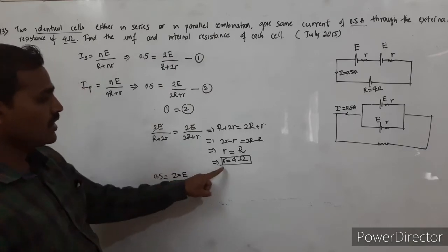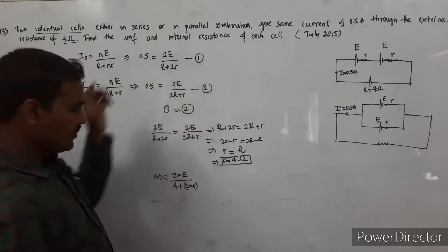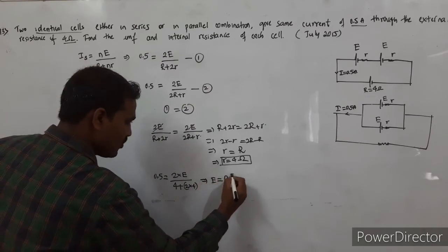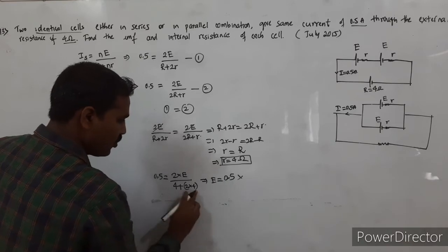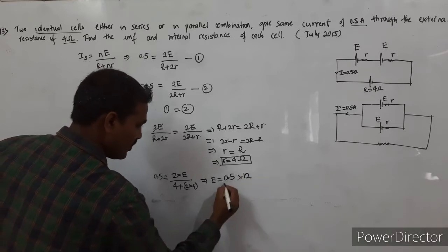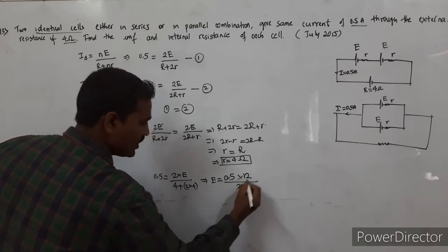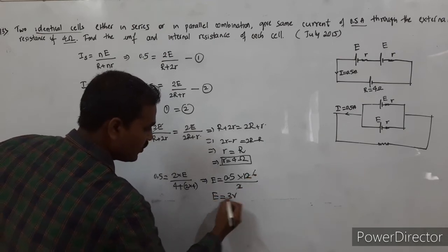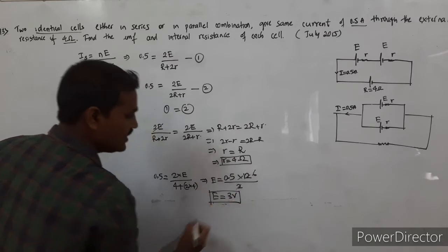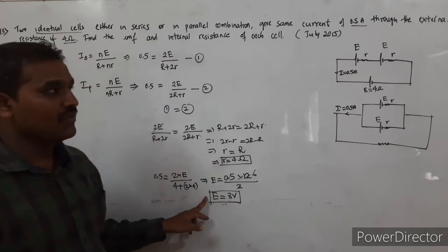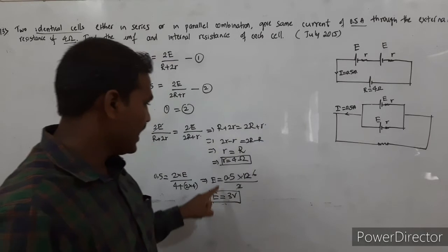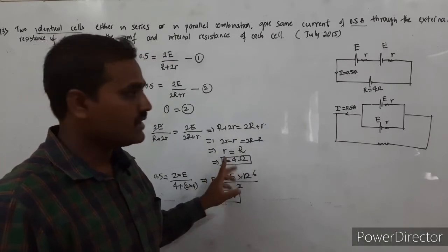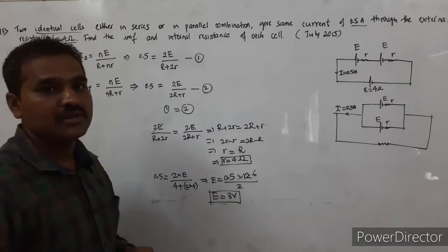Okay, I am substituting the value of R in equation number 1. So by this I can write capital E is equal to 0.5 into 4 plus 8, that is 12, whole divided by 2. Yes, 6 I will get. So EMF I will get equal to 3 volt. Yes, this is the value of EMF of each cell, and this is the internal resistance of each cell. Yes, it is the solution for the given problem.